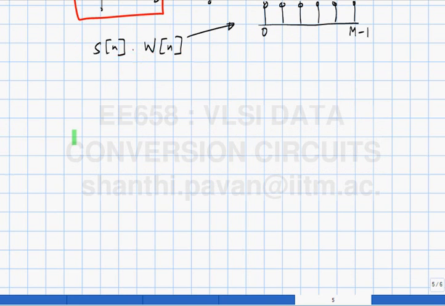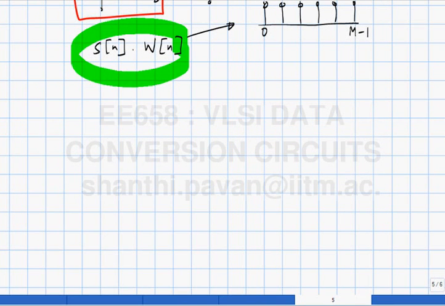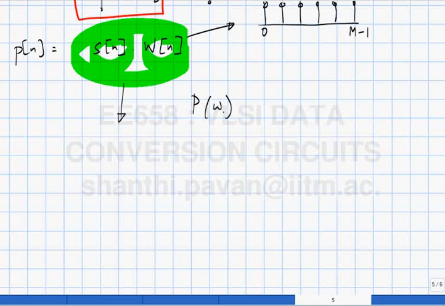So what do you think is the Fourier transform of this? The Fourier transform of this record is simply the Fourier transform of S of n convolved with the Fourier transform of the window. Okay, so let me call this P of n. So P of omega, which is the discrete Fourier transform of P of n, is nothing but the convolution of S of omega with the discrete Fourier transform of the window function.